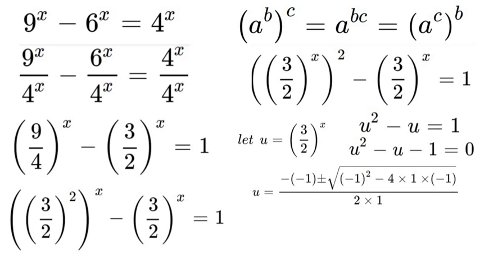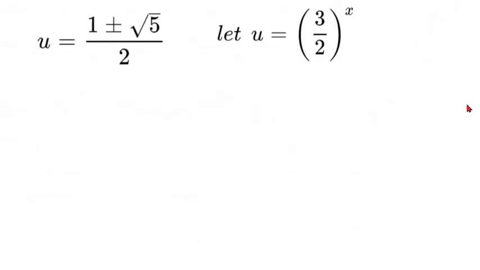But when we use the quadratic equation, we'll have u is equal to a negative times a negative 1 would be positive 1 plus or minus square root of negative 1 squared minus 4 times 1 times a negative 1, and that is over 2 times 1. And if we simplified that down, we would end up with u is equal to 1 plus or minus square root of 5 over 2. So let's move to our next page here. So we have u is equal to 1 plus or minus square root of 5 over 2.